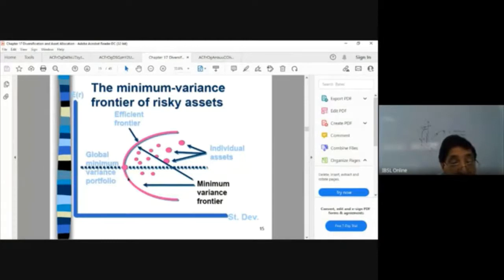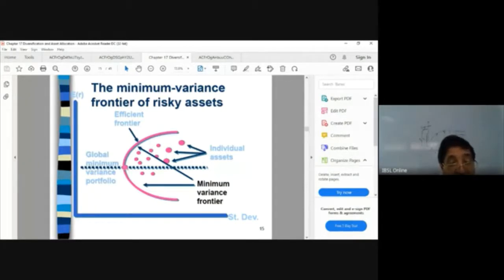Now if you take a point here, I think you understand that the standard deviation of this portfolio is less than the standard deviation of this portfolio, is it? That is why we call this the minimum standard deviation portfolio or minimum variance portfolio. That is the concept that this particular diagram wants to represent, right?